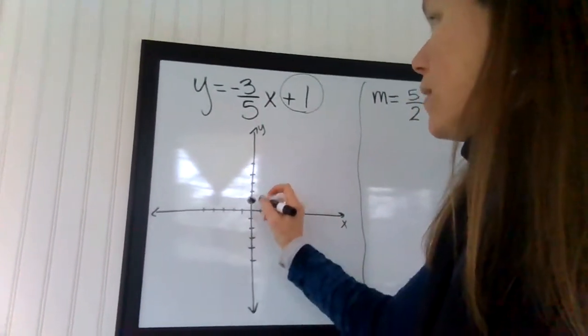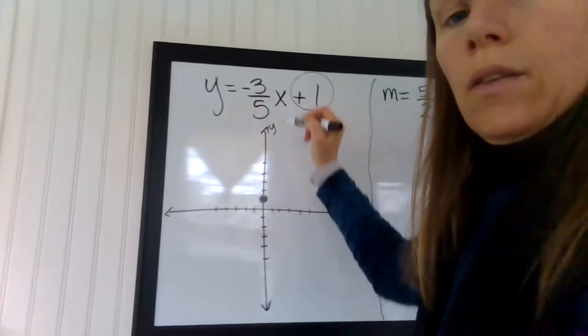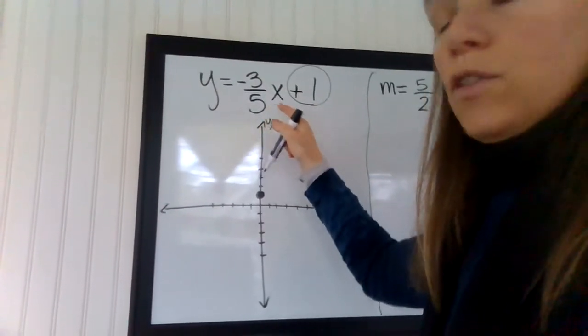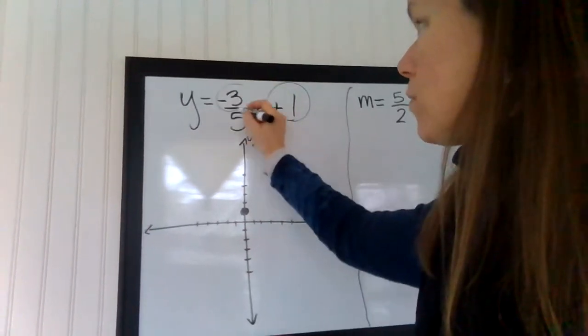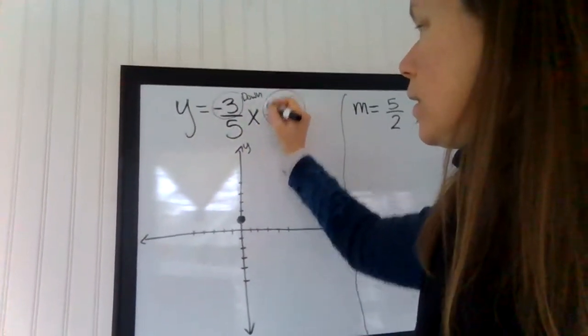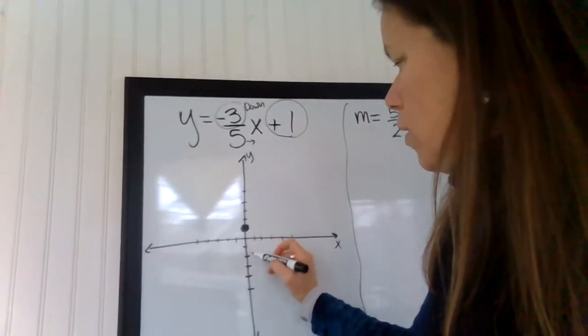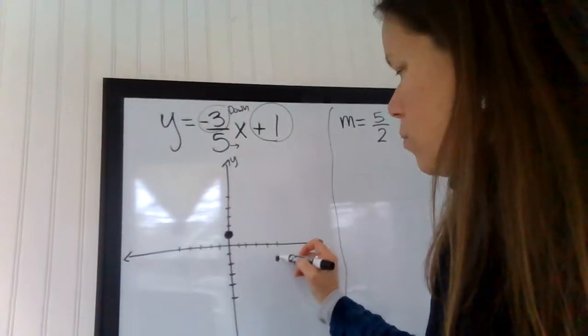Now I'm going to count out my slope. So I'm going to think of this as negative 3 up or down, right? So negative 3 is going to be down 3, and 5 to the right. So I'm going to count this negative 3 down, and I'm going to count 5 to the right. So I'm going to count 1, 2, 3 down, 1, 2, 3, 4, 5 to the right.